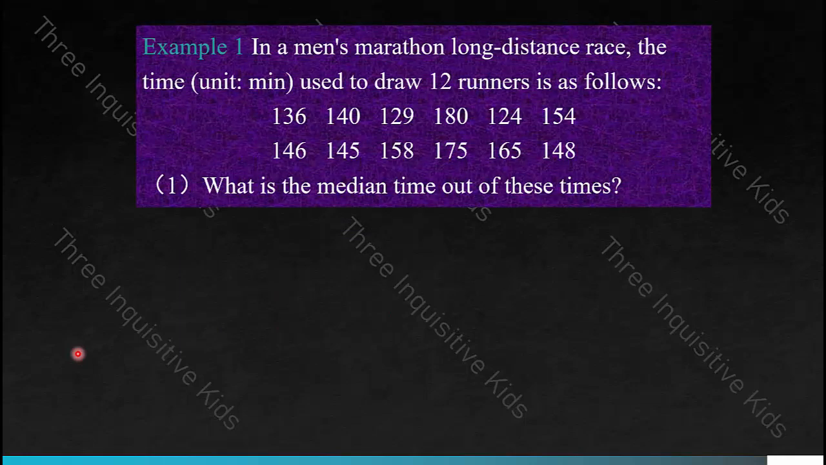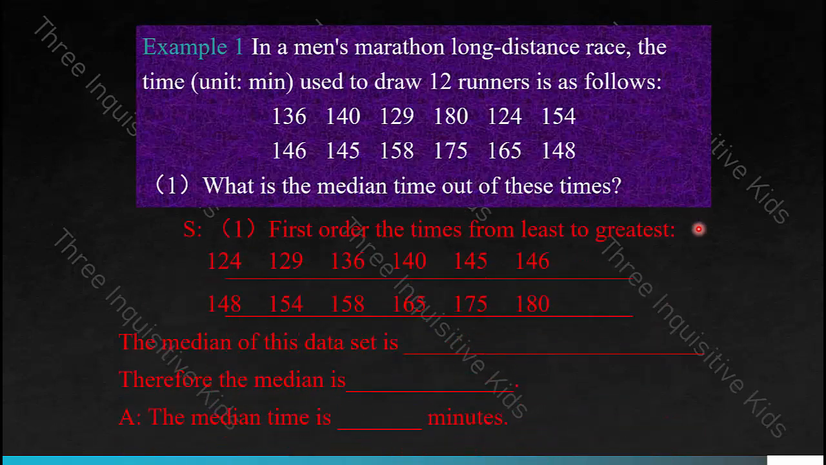Example 1. In a men's marathon long distance race, the times, in minutes, used by 12 runners are as follows. And we have the 12 runners' times here. What is the median time out of these times? Again, let's order them from least to greatest. This is what we have, and the middle number is halfway between the middle numbers of 146 and 148. Therefore, the median is 147. The median time is therefore 147 minutes.